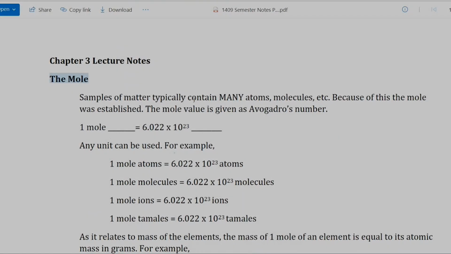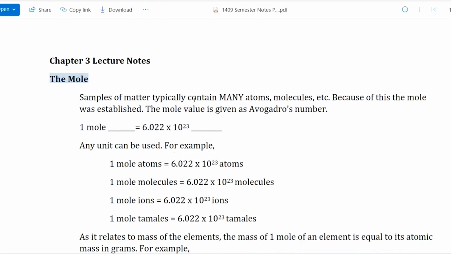We want to keep track of what is reacting, how much stuff is reacting. If you're going to count atoms and molecules and ions, it's too much. There's too many small particles. So this is simplified by using the unit called the mole, M-O-L-E. It has a name. It's called Avogadro's number. It's 6.022 times 10 raised to the 23rd power.